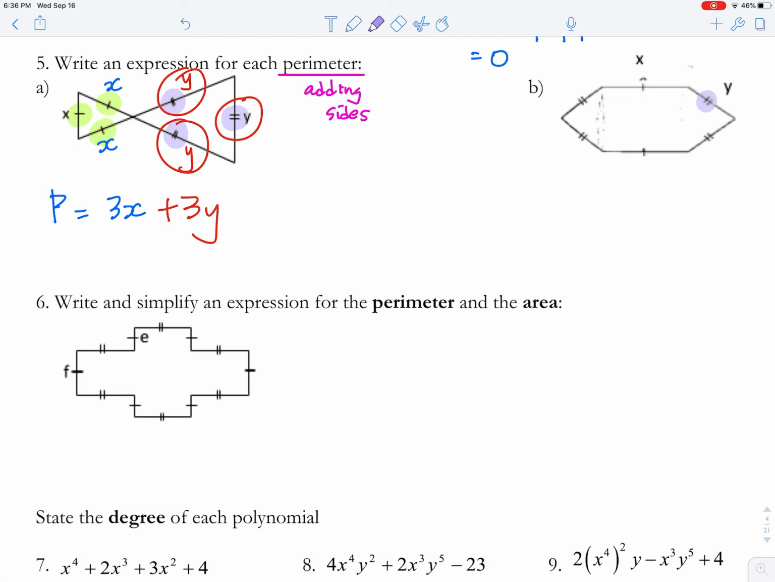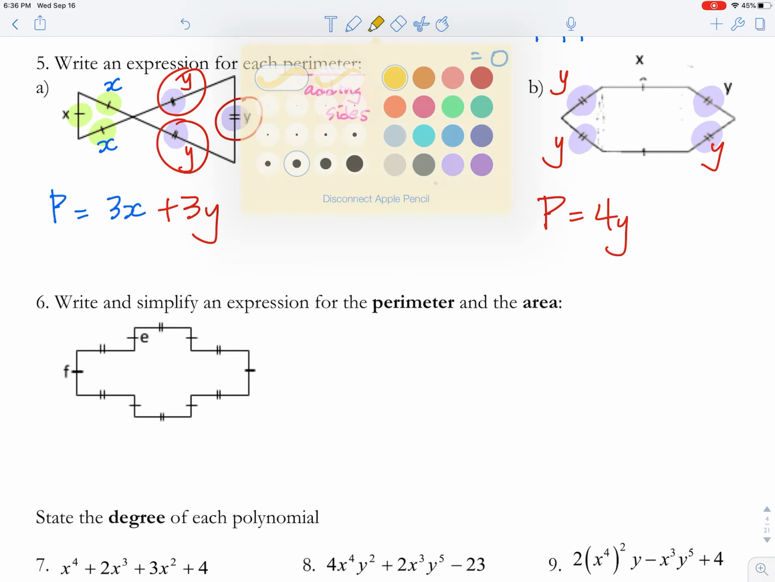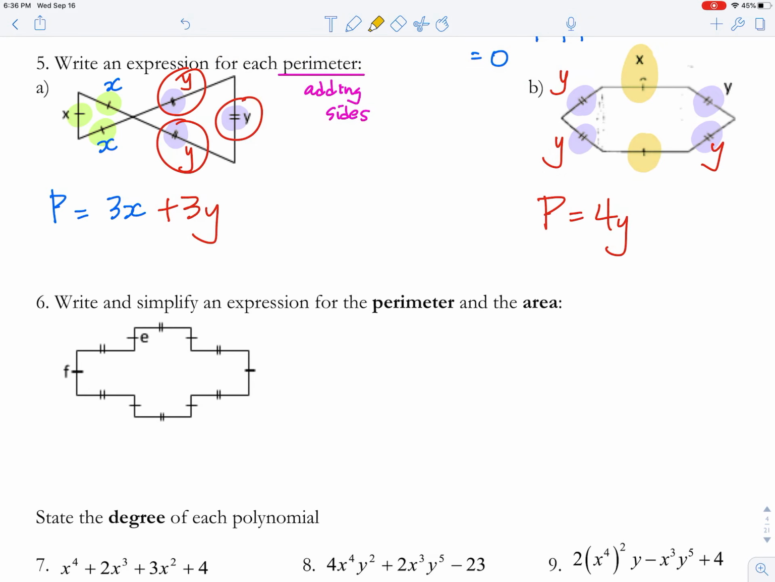So for question B, for that double mark, I've got 4 of them. So that means all of those are y's. So that would mean our perimeter has 4y. And then we have x. And that'd be another x. So 1x, 2 x's.